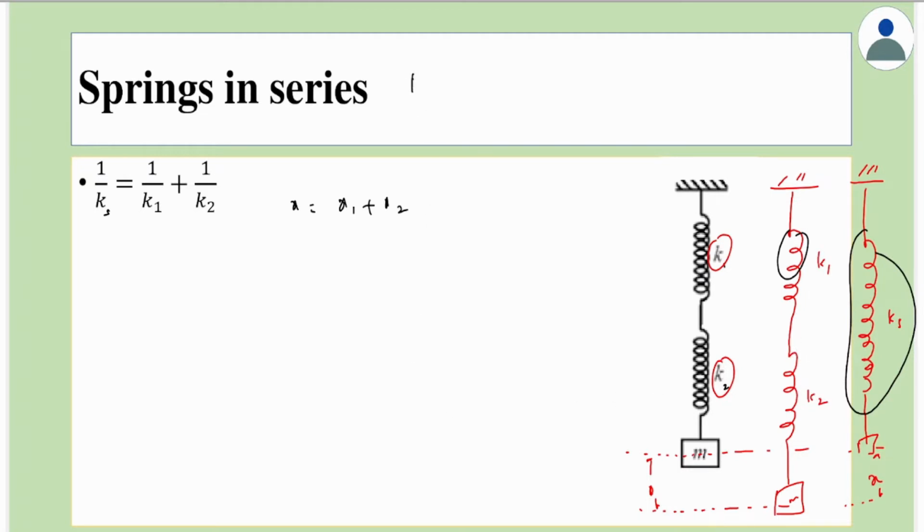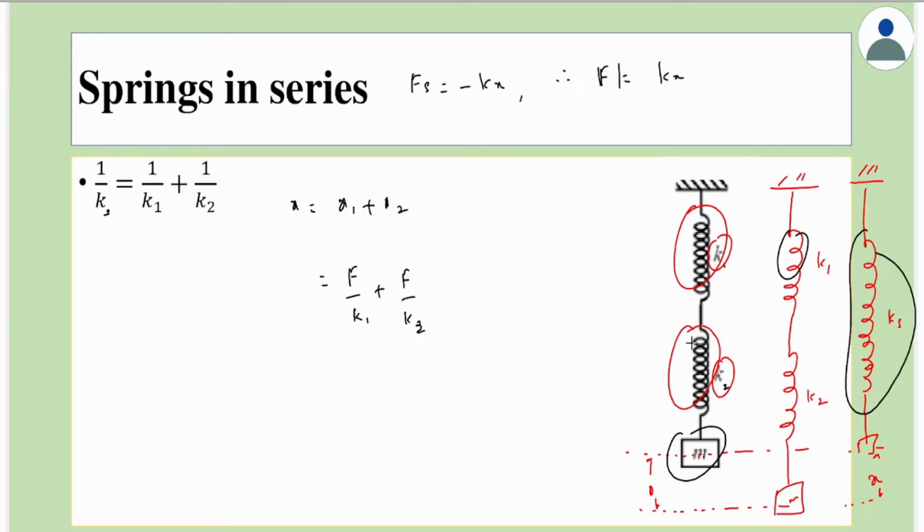But we know that the restoring force is equal to minus k into x, and the restoring force is the same as the applied force in magnitude. Therefore, applied force is equal to k into x in terms of magnitude. In this case, the mass is only the weight attached here, and since the springs are assumed to be massless, the same force acts on both K1 and K2. Therefore, x becomes F by K1 plus F by K2, because here the same force acts.